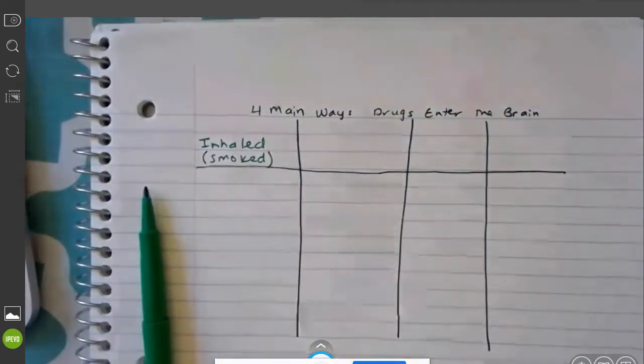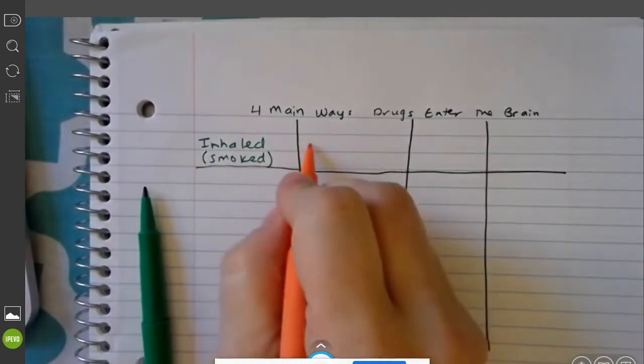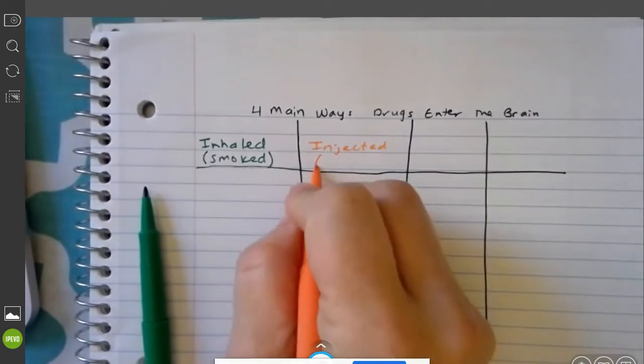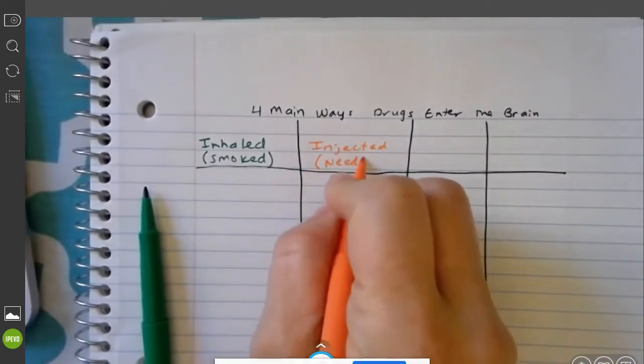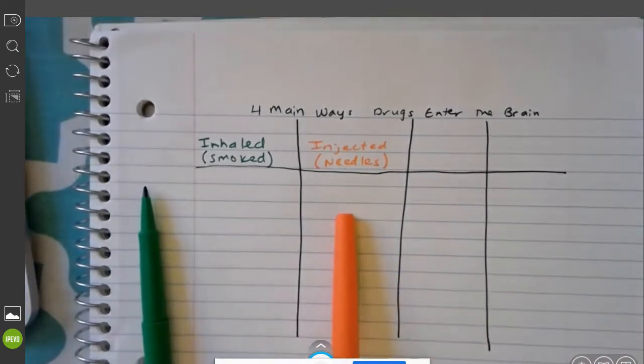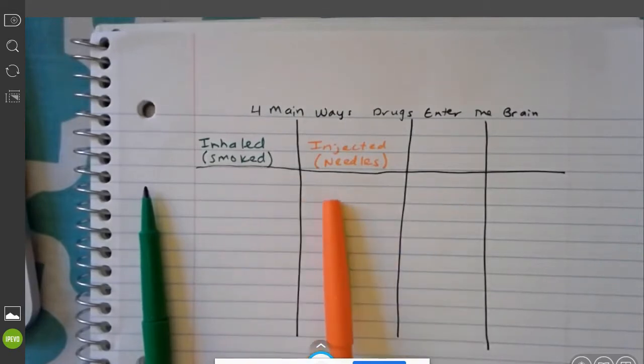The next way that drugs enter someone's brain is being injected. And that means you give yourself a shot. So this is going to involve needles. This is going to give someone a pure form of the drug. When you smoke something, some of the drug escapes with the exhaling. When something's injected into someone's bloodstream, all of the drug goes straight to their brain.